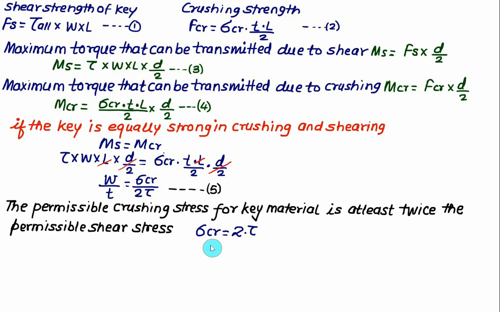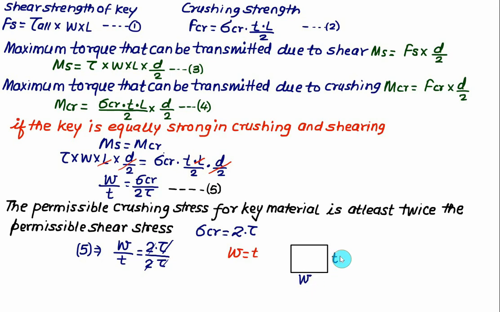So if I substitute sigma CR equal to 2 times tau in equation 5, it will imply the width of the key divided by the thickness of the key is equal to sigma CR, which we write as 2 times the permissible shear stress, divided by 2 times the permissible shear stress. So tau and tau get cancelled, 2 and 2 get cancelled. Whenever we equate the maximum torque that can be transmitted due to shear to the maximum torque that can be transmitted due to crushing, we have W equal to T. It means that instead of using the rectangular section, we must use the square section where W is equal to T. This is true when the maximum torque Mc due to crushing is equal to the maximum torque transmitted due to shear.